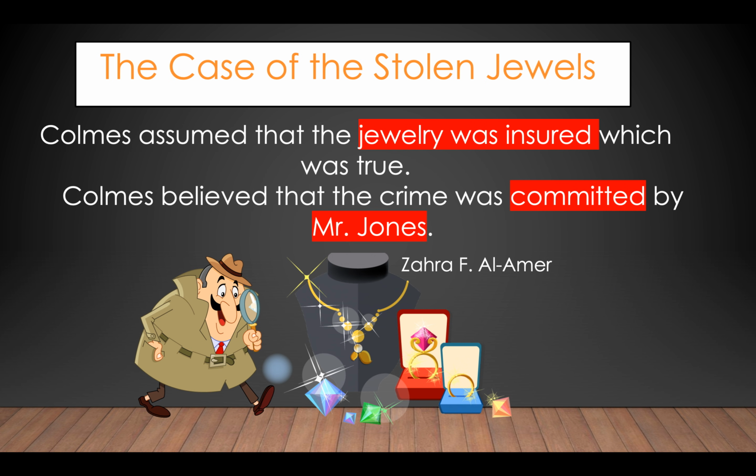Now Colmes, the detective, assumed that the jewelry was insured, which was true, and Colmes believed that the crime was committed by Mr. Jones himself. طبعا بدأ المتحري كولمز أو المحقق افترض أن المجوهرات مأمن عليها، وفعلا هذا كان صحيح. بعدين توصل إلى استنتاج أن الجريمة تم ارتكابها من قبل مستر جونز اللي هو المالك.